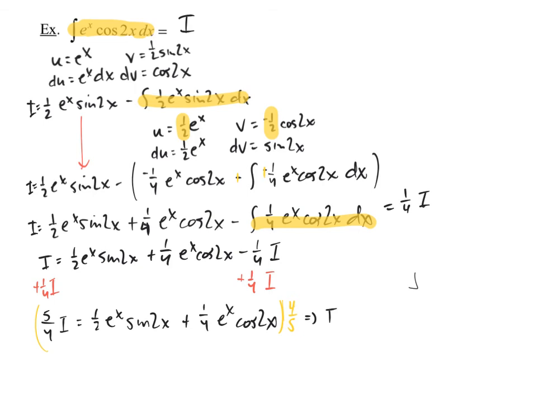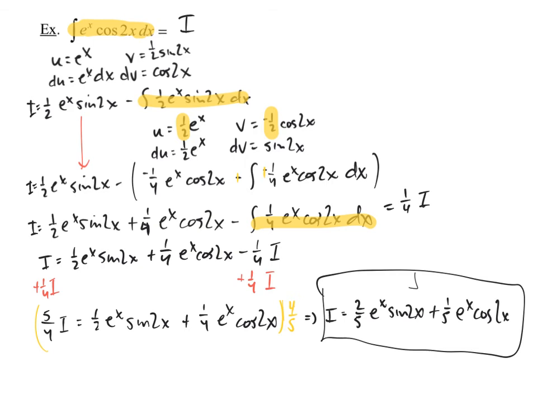So I'm going to get that this integral is equal to, 1/2 times 4/5 is 2/5, so 2/5 e to the x sine of 2x. And then 1/4 times 4/5 is going to be 1/5, so this will be plus 1/5 e to the x cosine of 2x. And so there is my final answer.